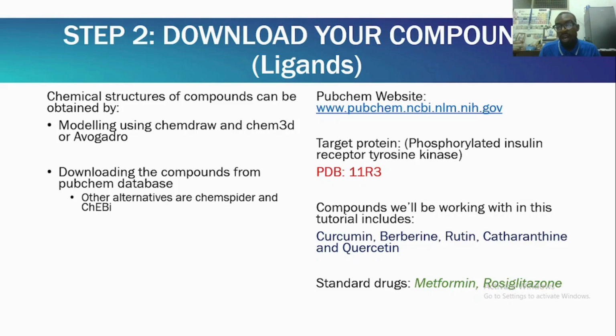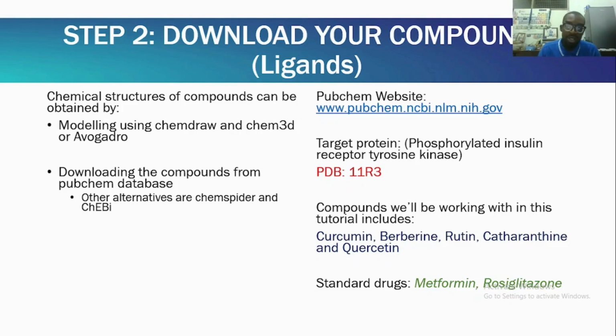Now, for today's work, we are going to be using a target protein. We are working on anti-diabetic related research. So we are working on diabetes and we'll be using the phosphorylated insulin receptor tyrosine kinase as our protein target. Now, how did I come about that? I went through literature. Now, the compounds we'll also be downloading are curcumin, berberine, rutin, catartin, and quercetin. And the standard drugs we'll also use are metformin and rosiglitazone.